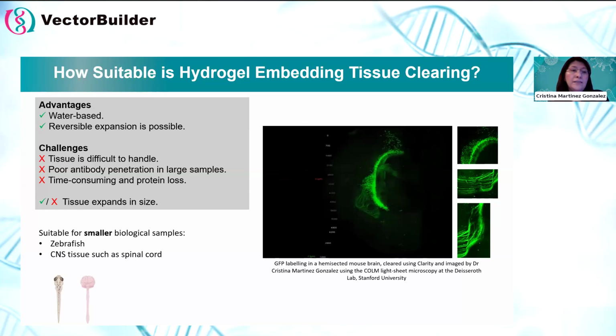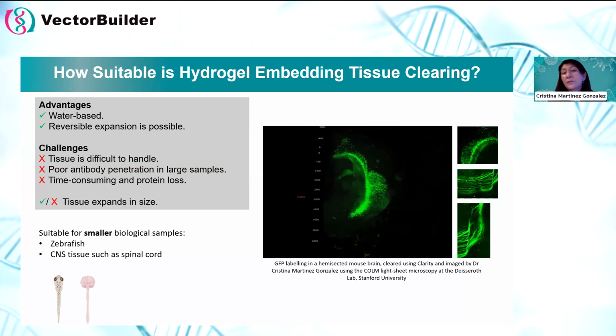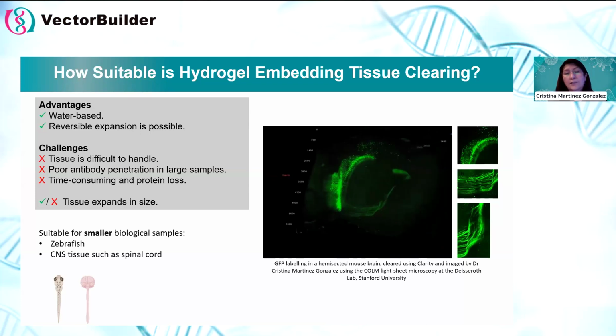So we recommend this kind of clearing approach for small samples, particularly things like zebrafish, spinal cord. This is kind of suitable. Any larger than that, mouse brain is a stretch.